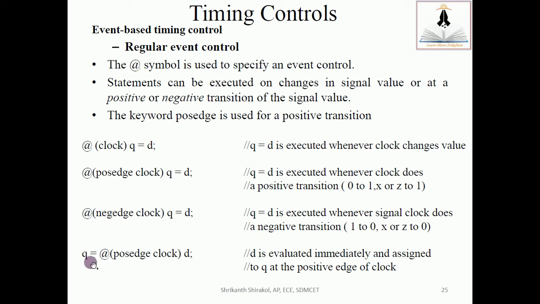And here the meaning is, again, q will be assigned with d, but d is evaluated immediately, and it will be assigned to q only after encountering the positive edge on the clock. It's as good as intra-assignment control, and the other is a regular control. That's the difference that we observed in the previous session.